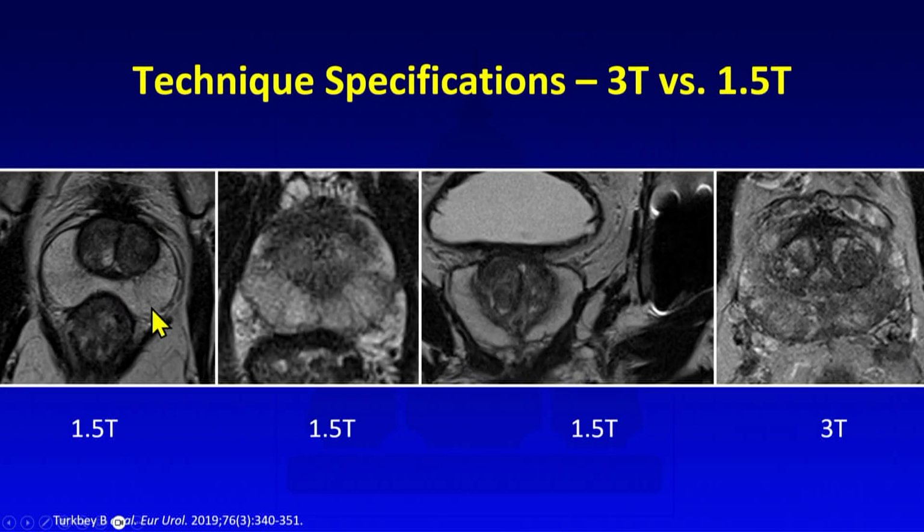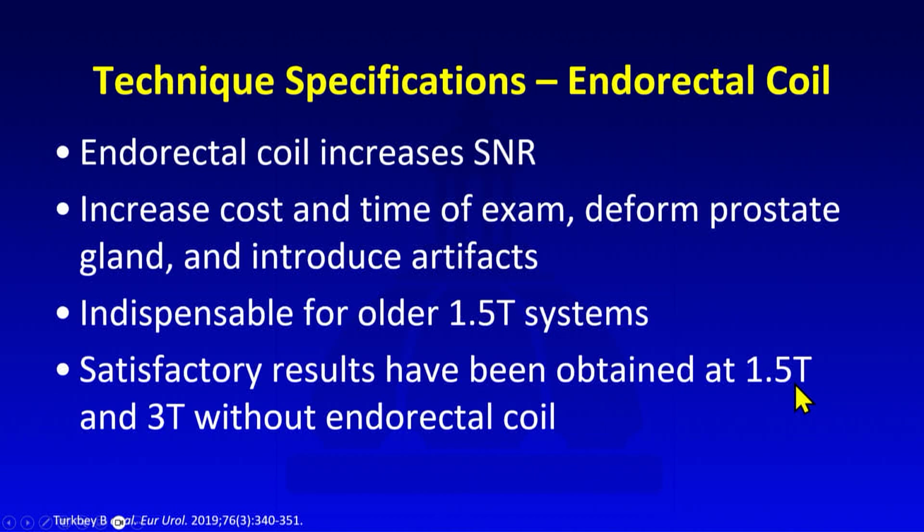Just showing you some examples so we can get really nice quality images on the 1.5. This, I purposely included the hip implant to show you that even on patients with implants, we can get nice images. This is the 3T. So with newer scanners, it's no issue.